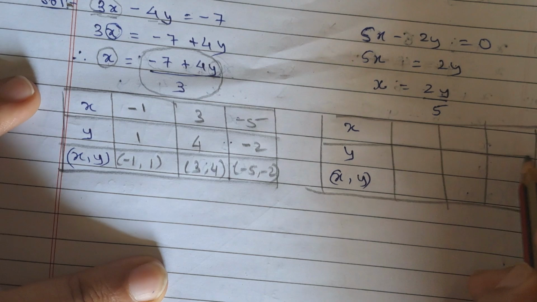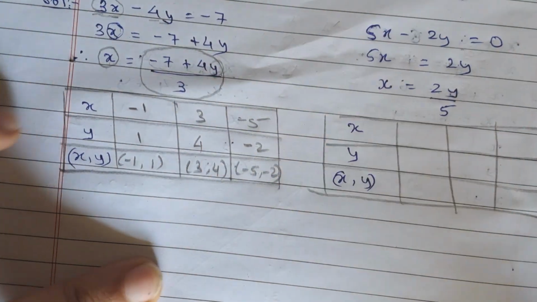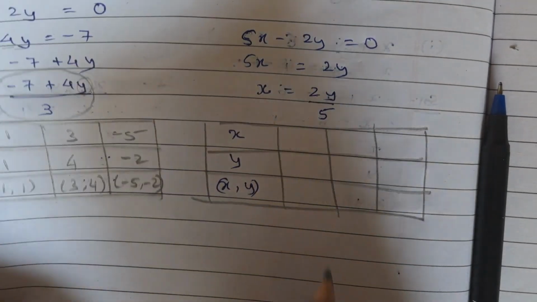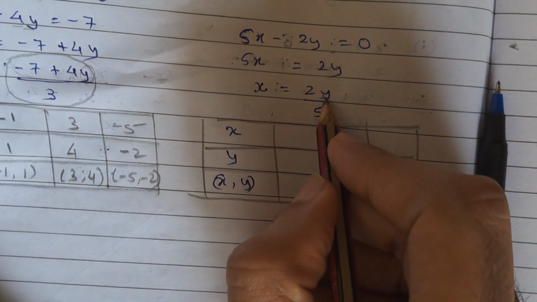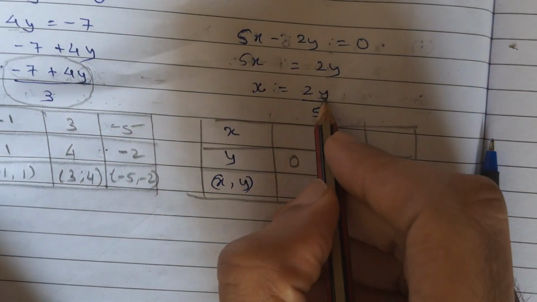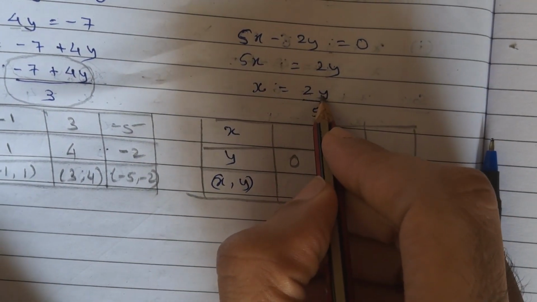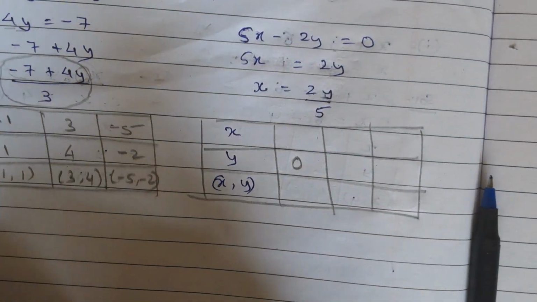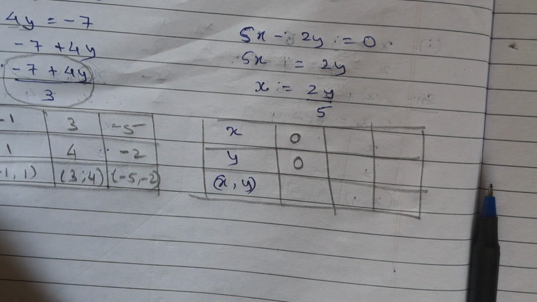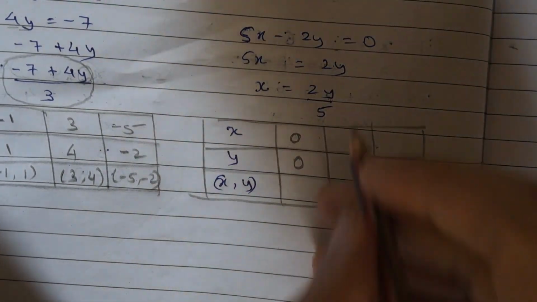Fine. And now I will think of a few values of y which will do my work. So now the best thing is, let me think of a value of 0. If I put the value of 0 in place of y, what will this become? 2 times 0 is 0. 0 divided by anything is 0. So the value of x will also be 0. So this was the best number to think about for y.